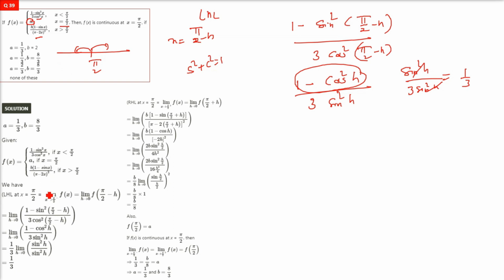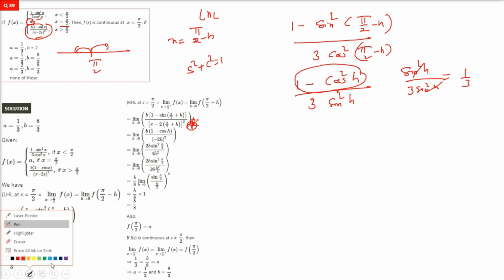Now this left hand limit and right hand limit are equal because it is continuous at pi by 2, so you can just equate it to a. So a is 1 by 3. The answer of a is 1 by 3. But before that, let me just take you to the right hand limit as well.